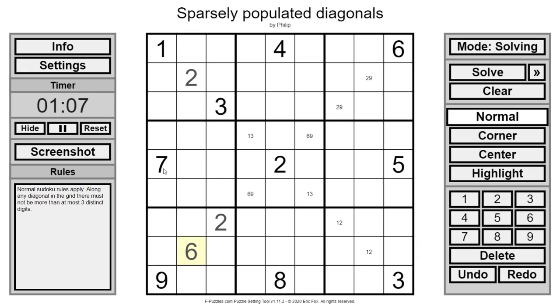So now we've got 7, 2, and 8. So this one can only be a 2 or an 8, right? But it already has a 2 facing it. So this must be an 8. And this one is either a 2 or 7.